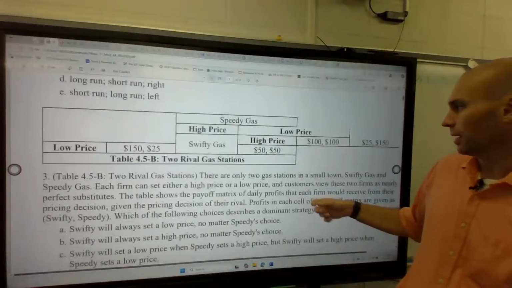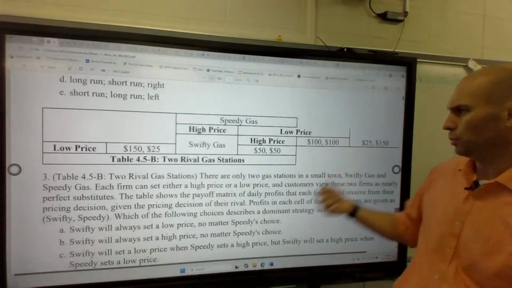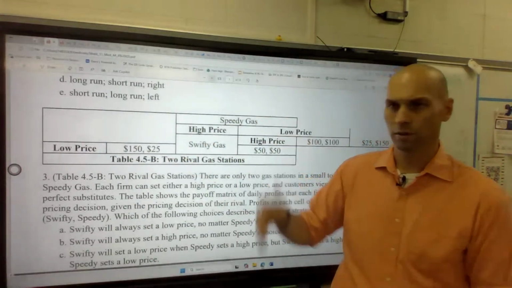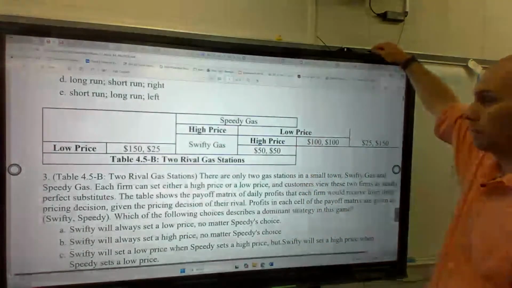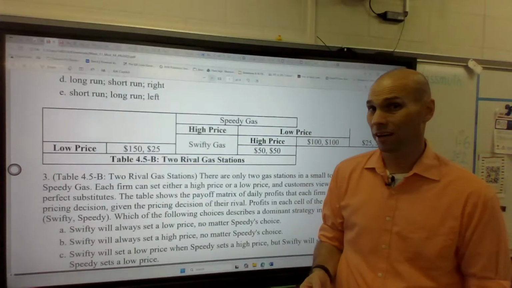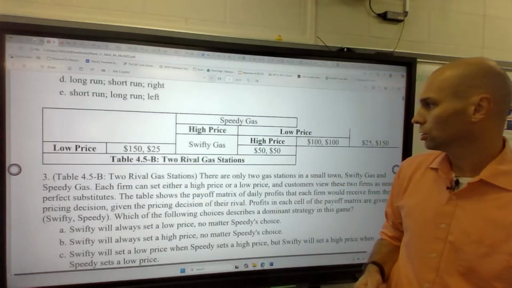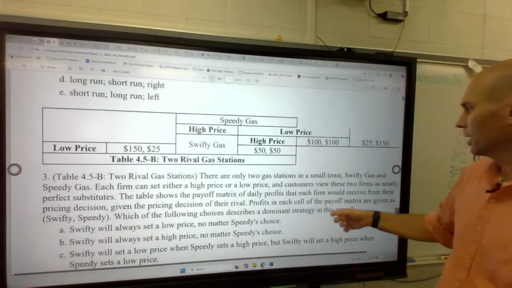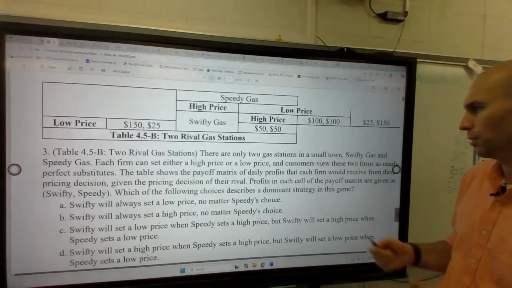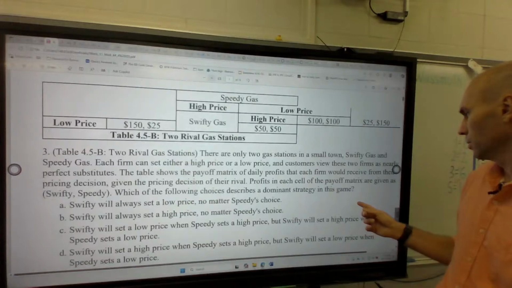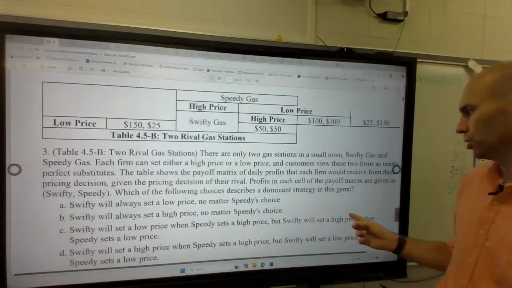All right, number three. So these are the top two boxes, and these are the bottom two. Formatting can't be fixed, sorry, deal with it. Maybe we'll even be on a quiz like this. You'll figure it out. So we've got two gas stations, Swifty and Speedy, with high and low prices, nearly perfect firms. Which is the dominant strategy of the game?